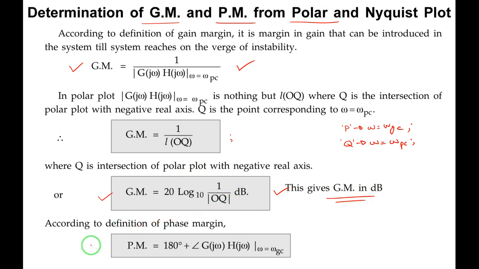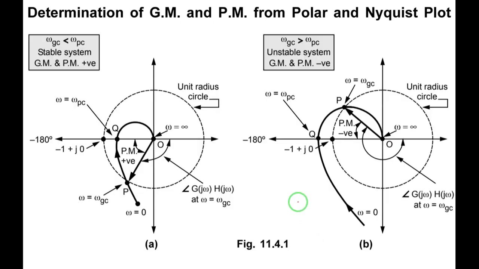Next, phase margin is also not a new thing. We have already defined it and we know this formula. In the case of the Bode plot, I have explained this. So phase margin is 180 degrees plus the angle of G(j omega) H(j omega) at omega equal to omega GC. Observe here, in order to calculate phase margin, we are taking the help of the gain crossover frequency. This is the formula.